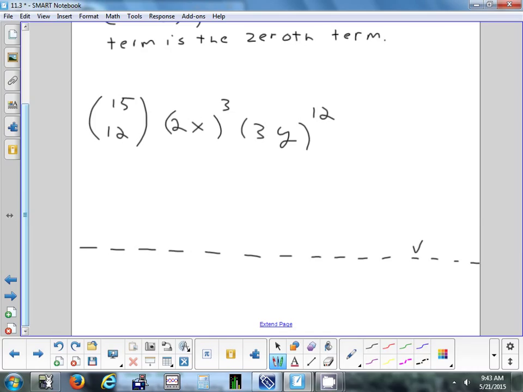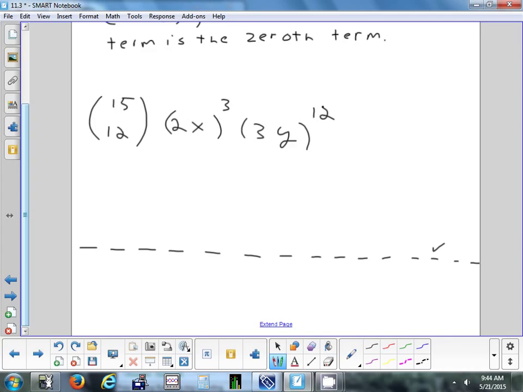Oh, I know what I did. Remember, whenever we're using Pascal's triangle, we always count them starting with the 0th term. So 0, 1, 2, 3, 4, 5, 6, 7, 8, 9, 10, 11, 12. Okay? You got to start with the 0th. If you don't, it messes you up. So this is your y to the 0, y to the 1, 2, 3, 4, 5, 6, 7, 8, 9, 10, 11, 12. There's your y to the 12th.